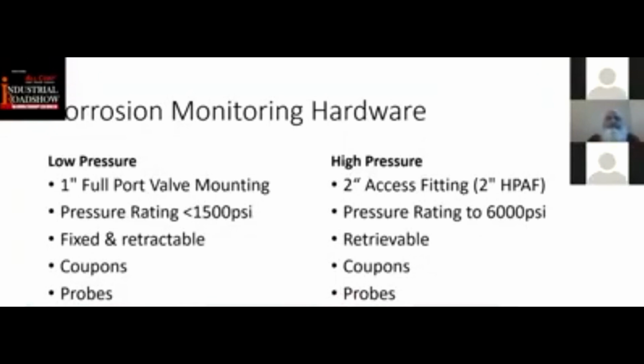Other corrosion monitoring hardware is the high pressure one, which is a 2-inch access fitting, normally called 2-inch HPAF. Its pressure rating is up to 6,000, but they actually have better devices which can go to a higher rating than 6,000 psi. They are retrievable, right? That you can retrieve these devices or the probes under pressure. You don't have to shut down the system. And you can install the coupon, probes, and sampling injection points through the 2-inch high pressure access fitting.